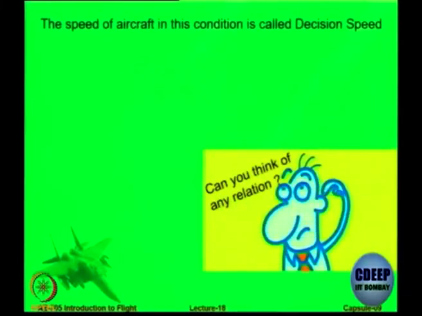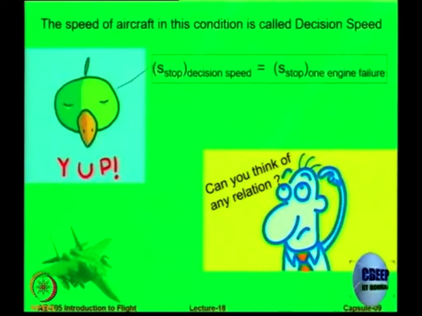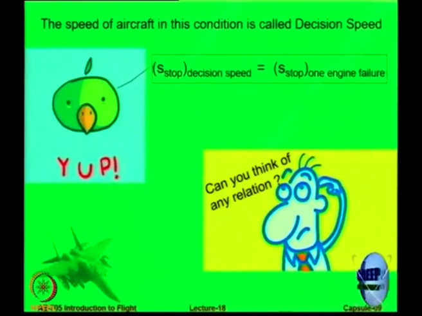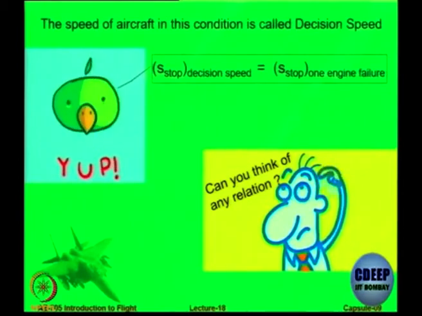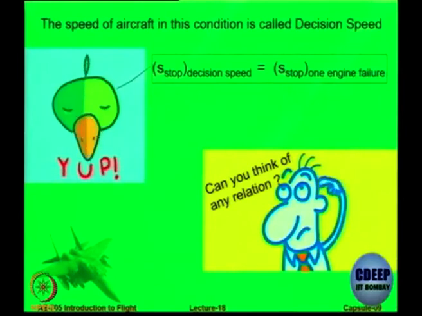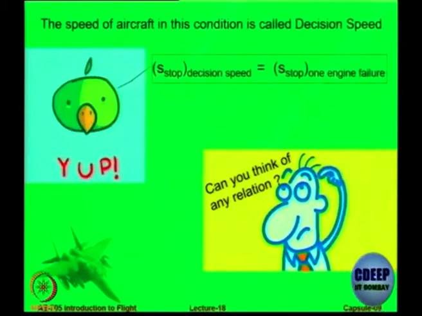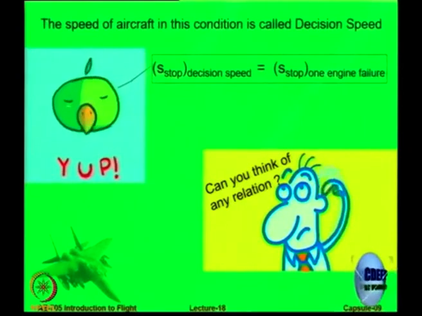That decision speed is V1. Interestingly, at V1, the accelerated stop distance will be equal to the total distance needed from start to reach the obstacle height. That's why V1 is called the decision speed. And this total distance on the ground is called the balanced field length, BFL.